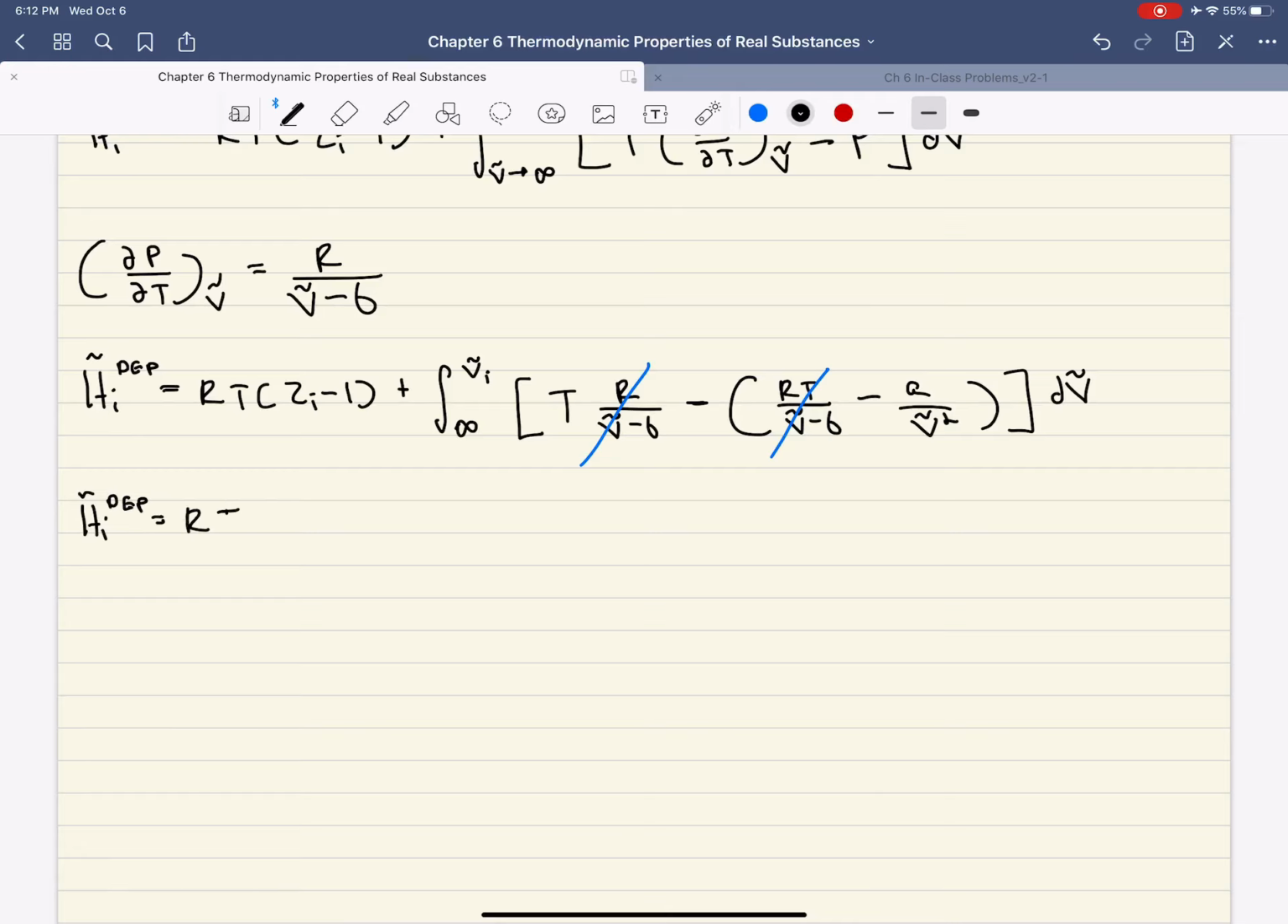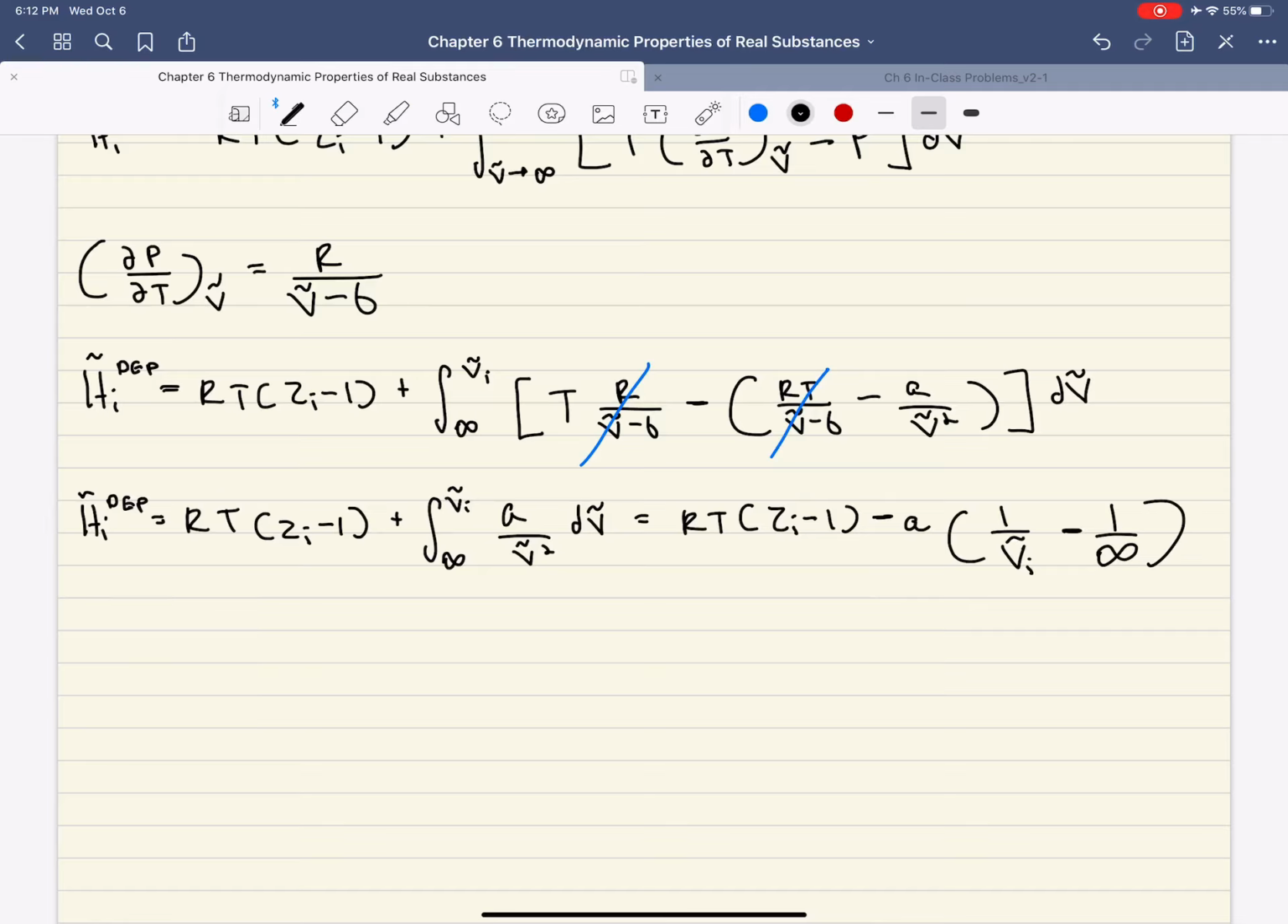And so what we're left with is RT(Z_i minus 1) plus the integral from infinity to V_i of a over V squared dV. And so this integral gives RT(Z_i minus 1) minus a times, in the end, 1 over V_i, whatever your V_i is, minus 1 over infinity. Okay? So we have a 1 over infinity here, and 1 over infinity is just 0.